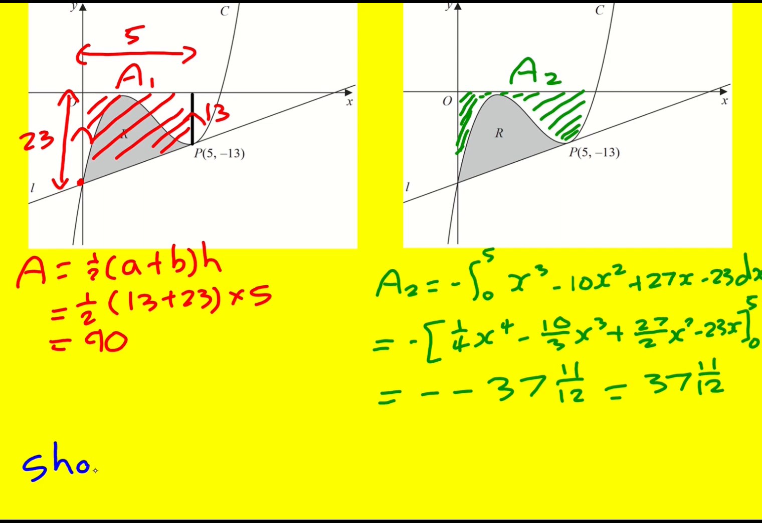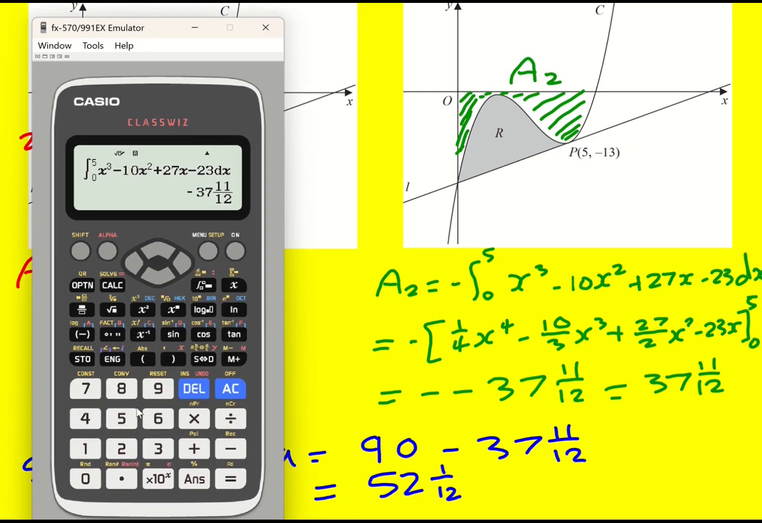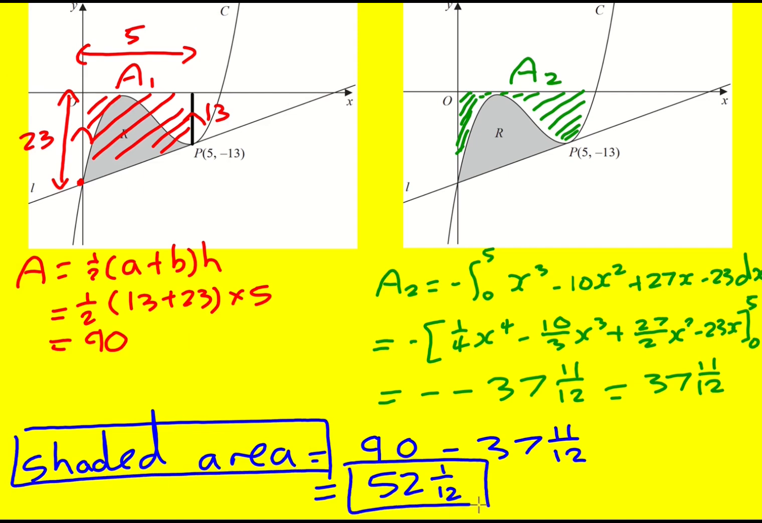And therefore the shaded area will equal the red area, 90, minus the green area, 37 and 11/12. And that just becomes 52 and 1/12. You could also leave it as a top-heavy fraction. So 625/12. Okay, nicely done. Well done.